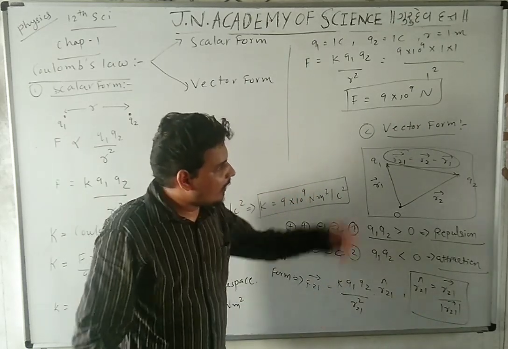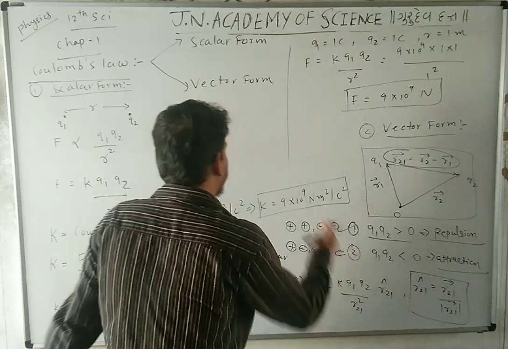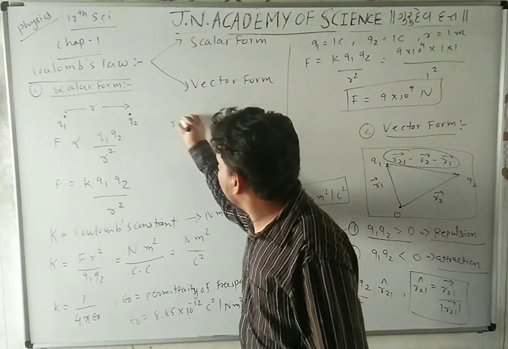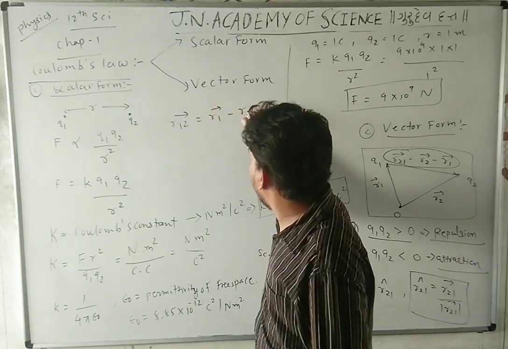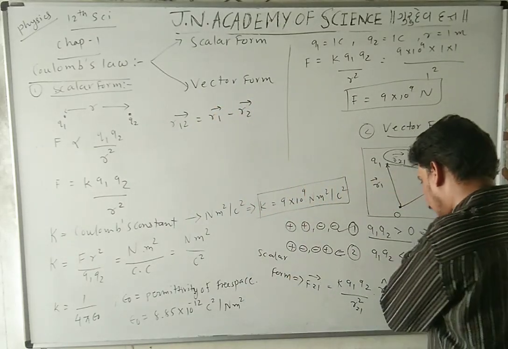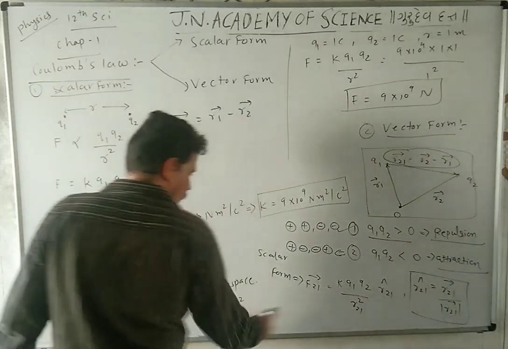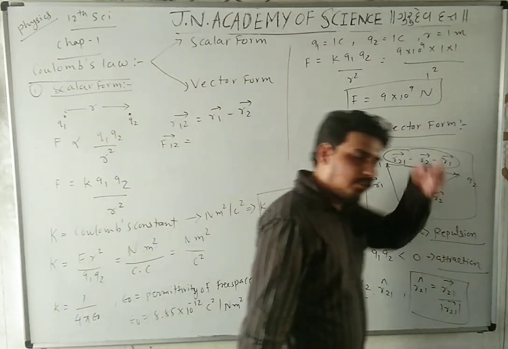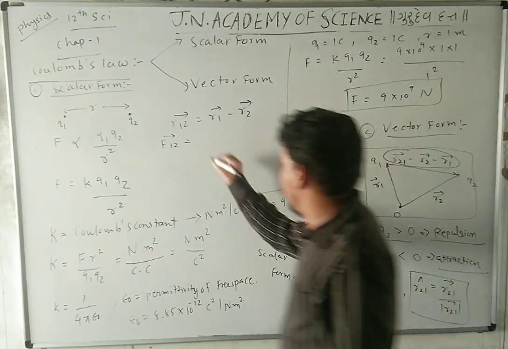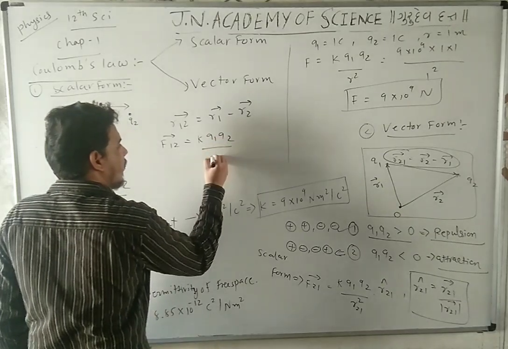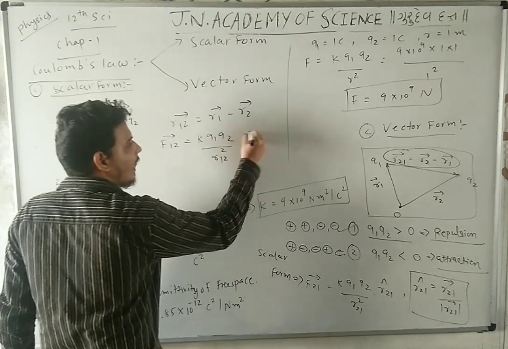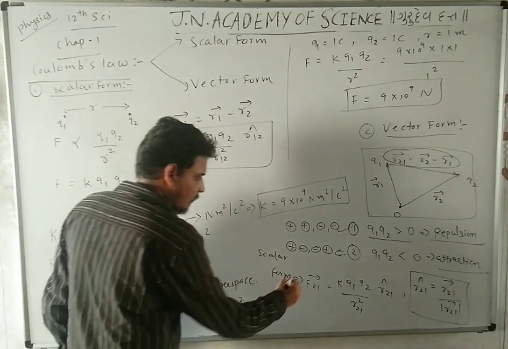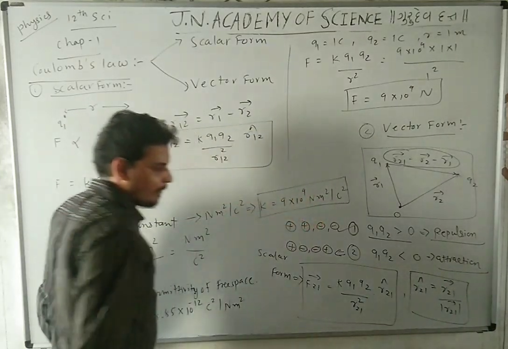Okay, so if we are considering r12, then r12 will be r1 minus r2. So now the second form: F12 will be K q1 q2 divided by r12 square, times r12 cap. So this is your second form and this is your first form.